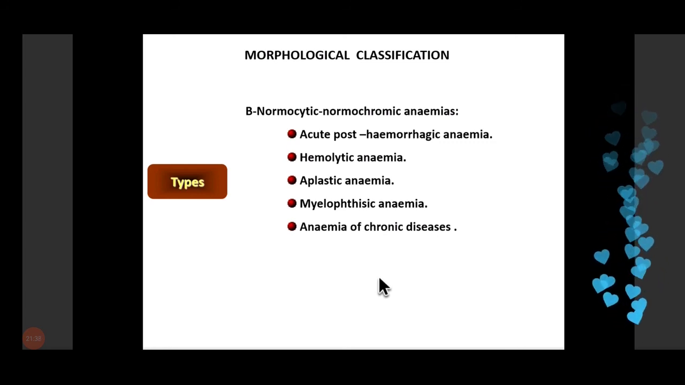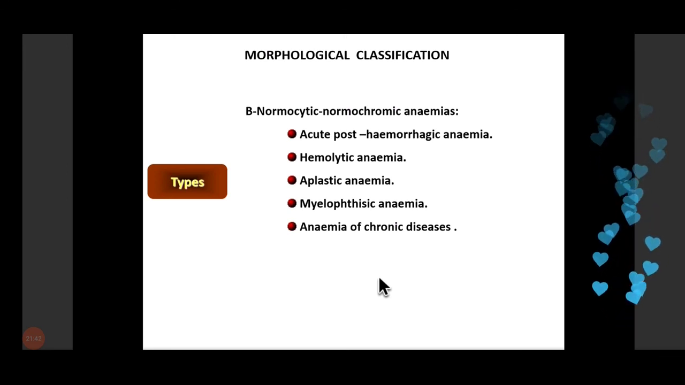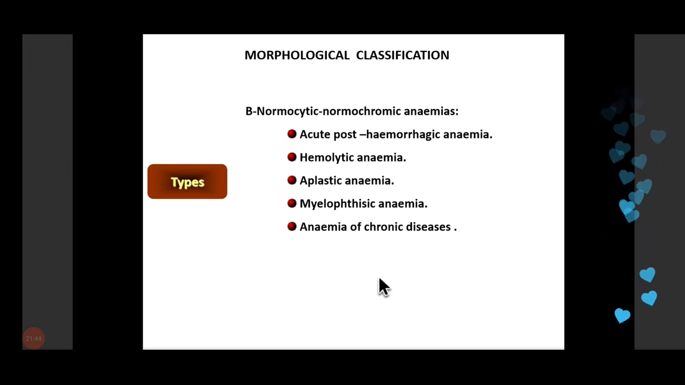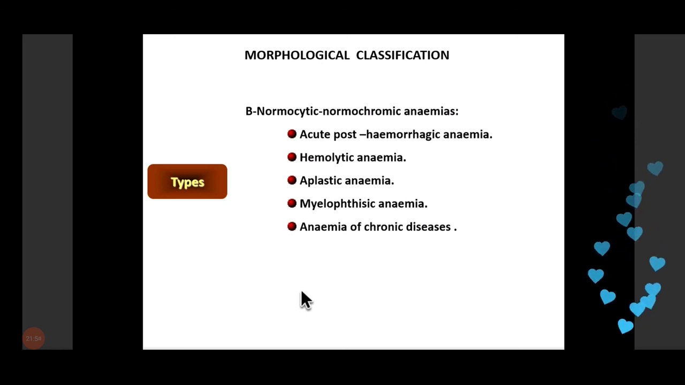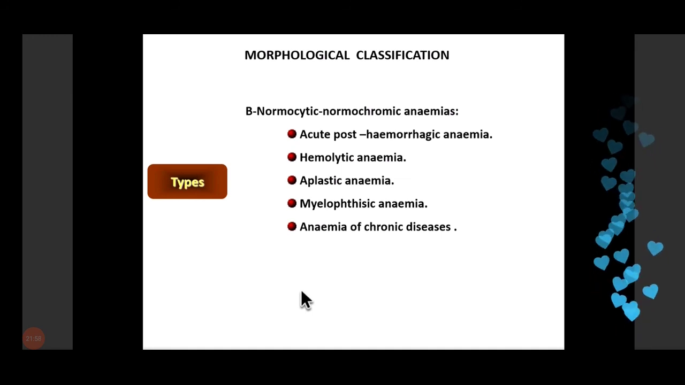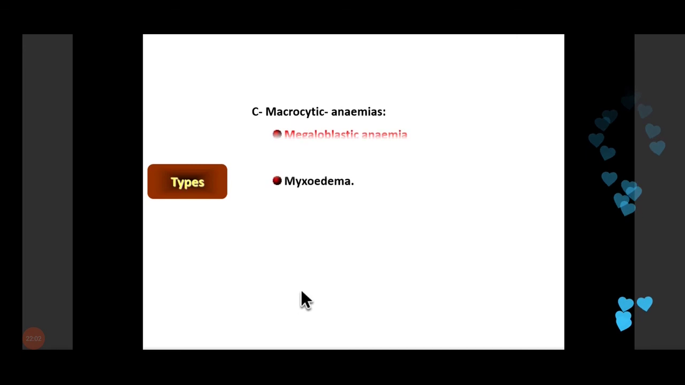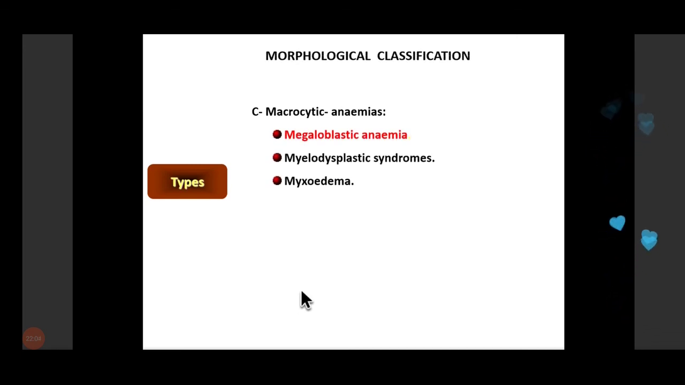When you do a peripheral blood smear examination, the cells are normal size and the color is the same, but the patient is having a decrease in Hb or hematocrit. This can be because of hemorrhagic anemias, hemolytic anemias, aplastic anemias, infiltrative myeloproliferative anemias, and anemia of chronic disease. Anemia of chronic disease is usually normocytic normochromic and then goes into microcytic hypochromic anemias.